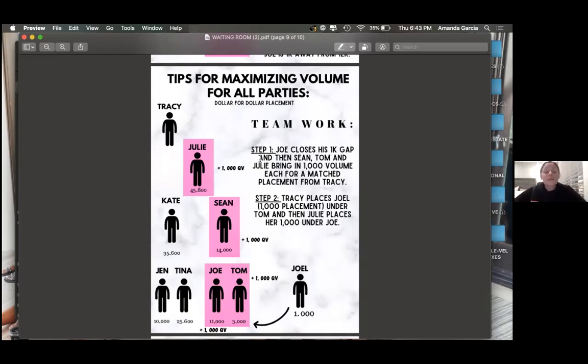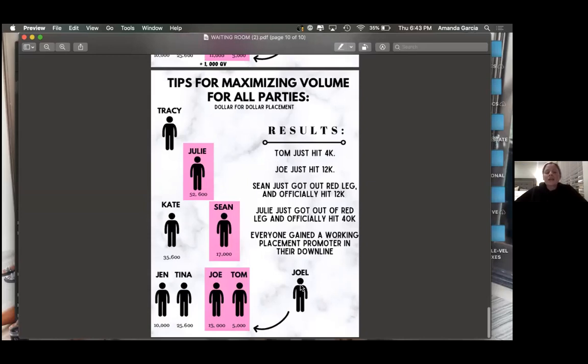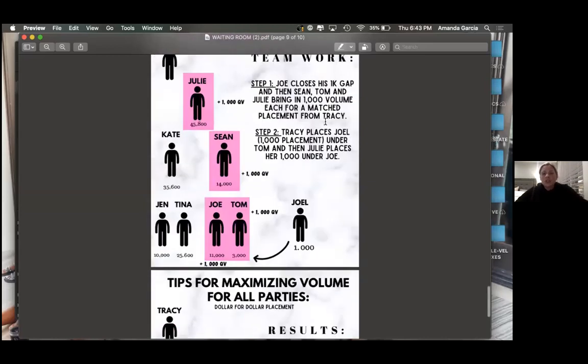Okay, breathe. All right. You tell Julie, Sean, Joe, and Tom to all bring in 1,000 in volume. The idea is they're going to be matched. They're not only going to be matched with the volume, but they're all going to be matched with a working promoter. So in the long term, everyone is going to benefit. Everyone's going to get out of red leg. Everyone's going to rank advance. So if you go down to the second page and you show the results of what would happen. If I told everyone to bring in that 1,000, basically Julie is taking her 1,000 and she's placing it under Joe down here.